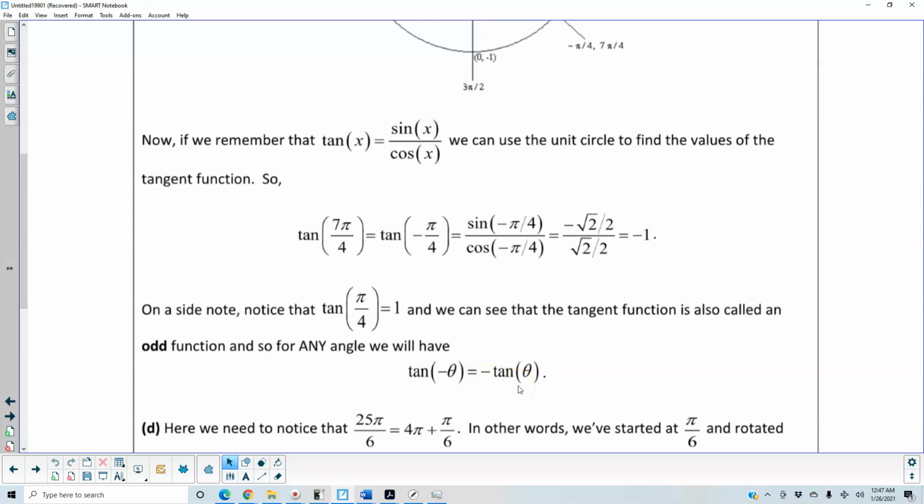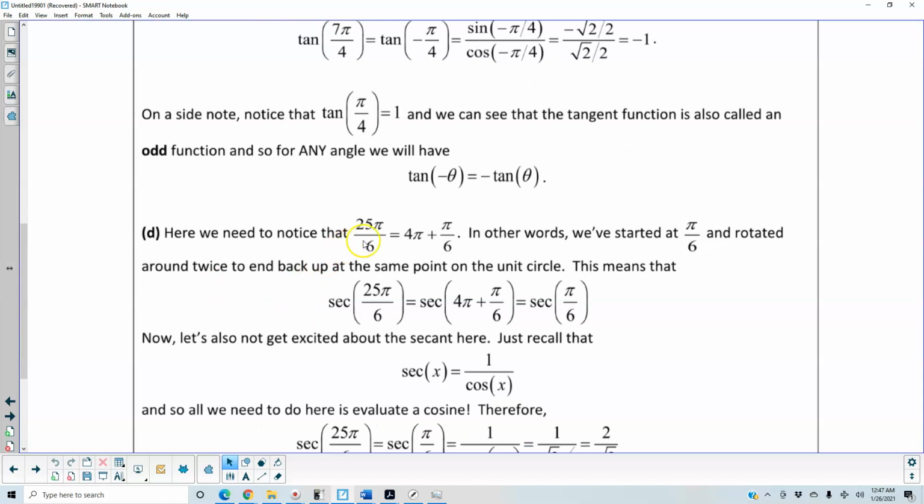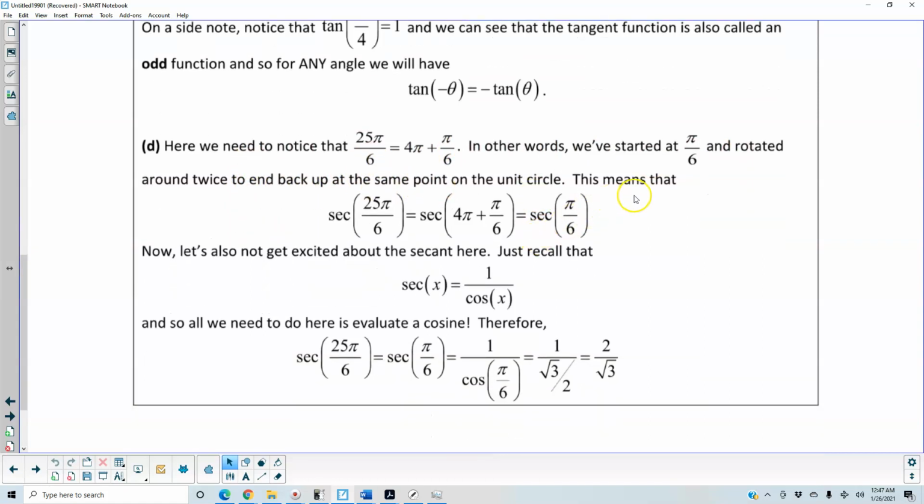Now for part D, here we need to notice that 25 pi over 6 is equal to 4 pi plus pi over 6. In other words, we've started at pi over 6 and then rotated twice because of the 4 pi to end back up at the same point on the unit circle. This means that the secant of 25 pi over 6 is equal to the secant of 4 pi plus pi over 6, which is equal to the secant of pi over 6.